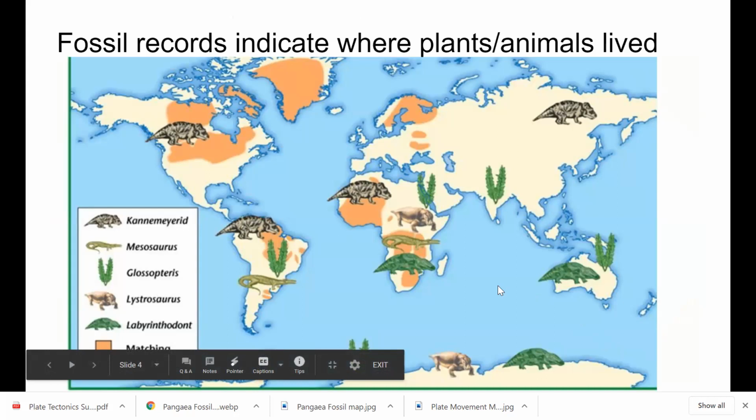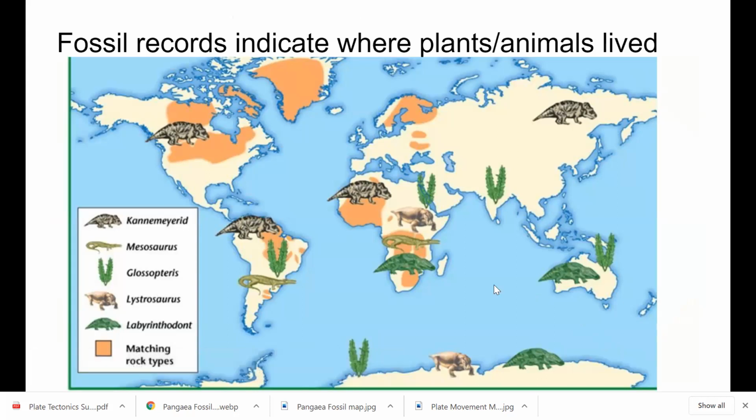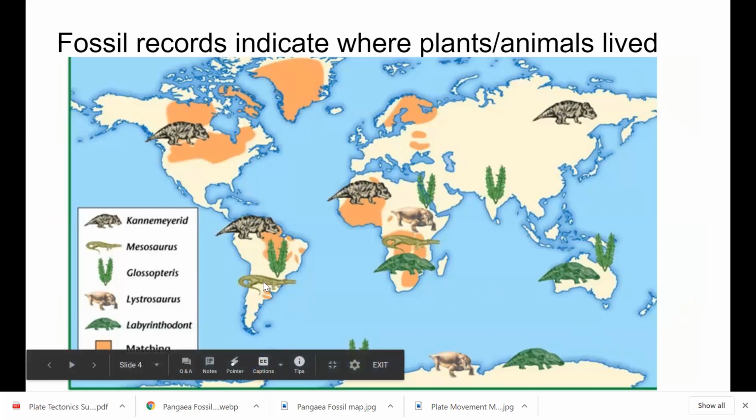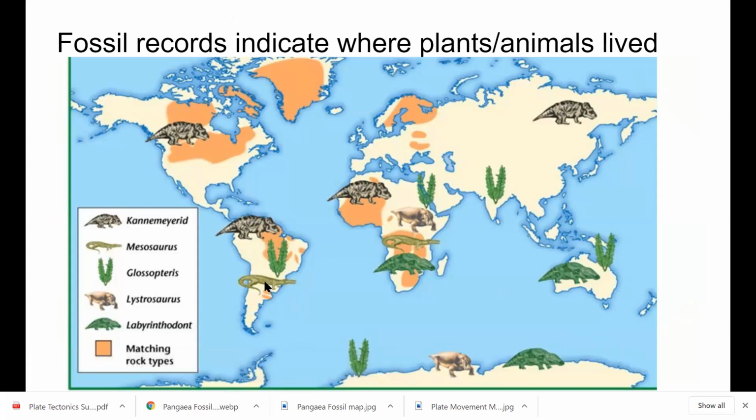So we also have fossils around the world. I'm going to focus right here. This one's Mesosaurus. Mesosaurus is found in South America, but it's also found in the southern part of Africa. Mesosaurus was a marine animal, but it couldn't have swum all the way across the ocean. There are some other animals.